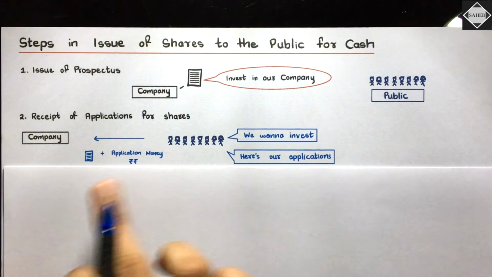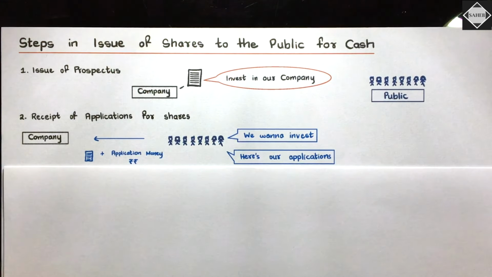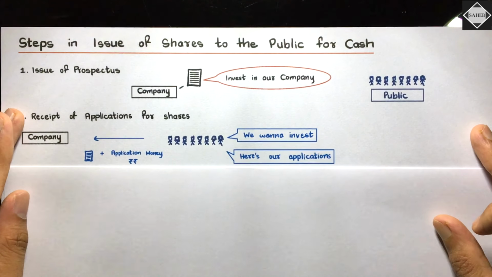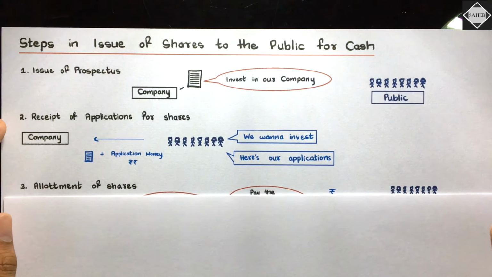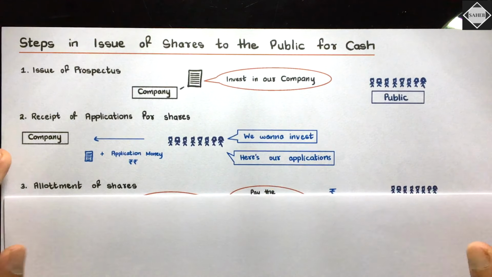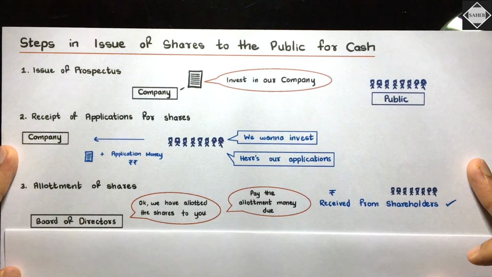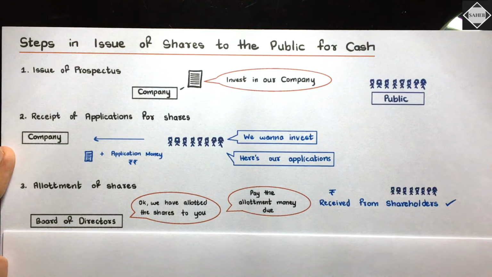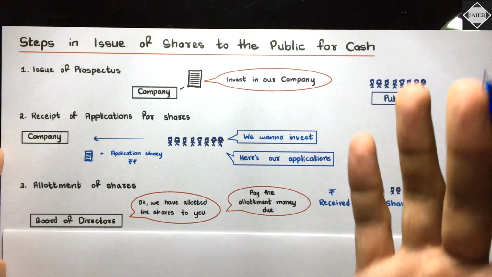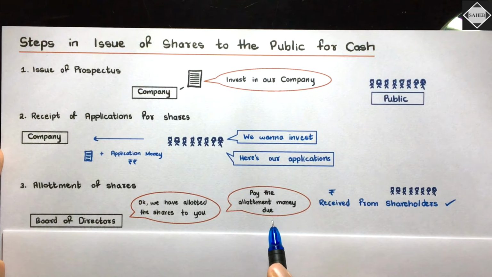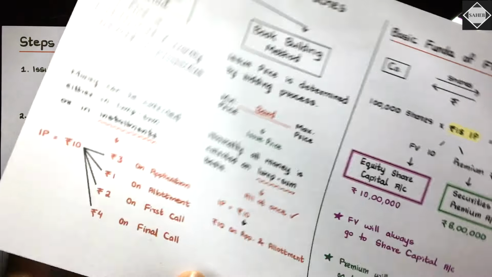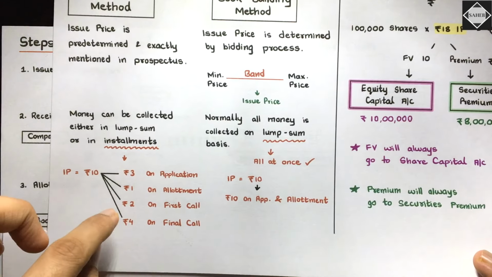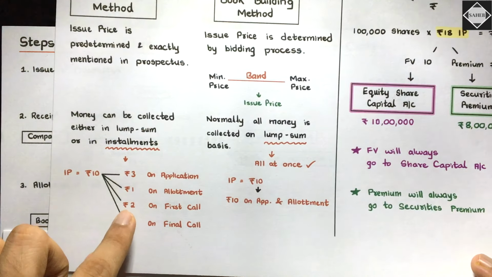We have got so many applications like this from so many investors, from the public. Then we are going to allot the shares. The allotment stage, allotment of shares. Our board of directors will allot the shares. So we have allotted the shares to you, pay the allotment money due. Now what is this allotment money? We have written in our prospectus 1 rupee you have to pay on allotment.